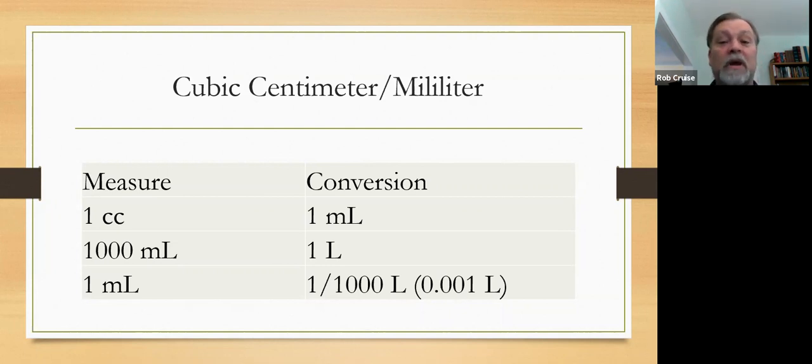Again, 1,000 milliliters equals 1 liter. So 1 milliliter is 0.001 liters. So if you have 100 milliliters, you will have 0.01 liters. Okay.